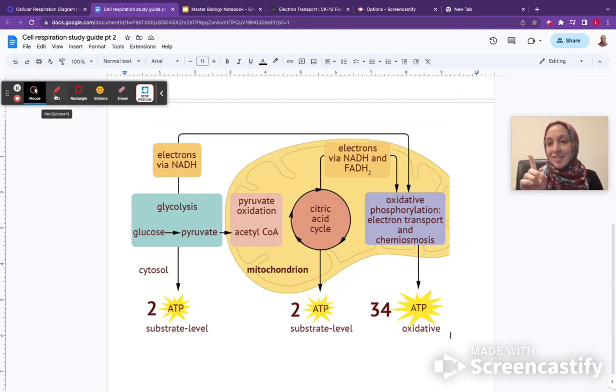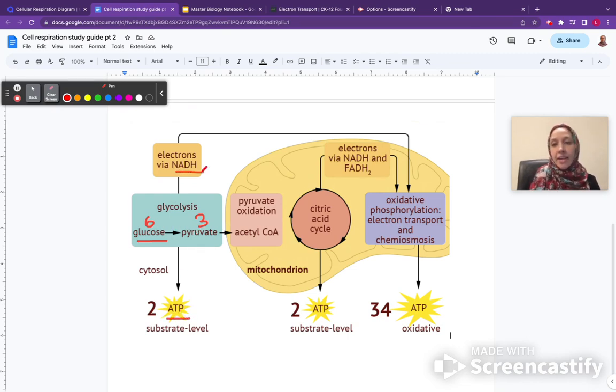Okay, so our first stage of cellular respiration is glycolysis. We have 3 stages total: glycolysis, the citric acid cycle, and the electron transport chain. So in glycolysis, what are we doing? We're starting with a glucose molecule, and we're going to break that glucose molecule into 2 pyruvate. Basically, this has 6 carbons, and if we break it into 2 pieces, we have 2 pieces, each with 3 carbons.